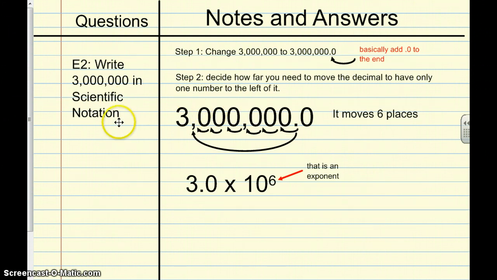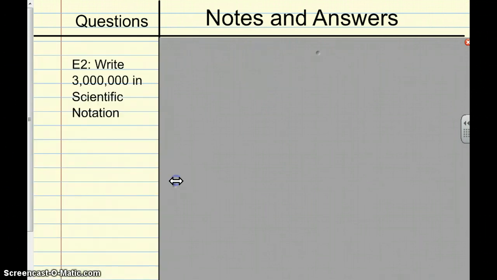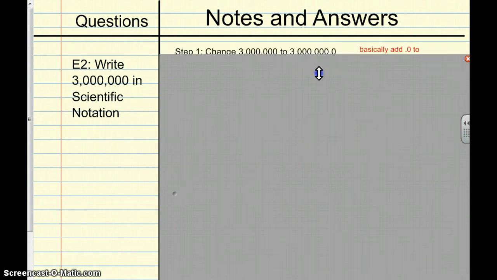Next, this one's a little more complicated. I probably should have put a screen on here maybe. Oops. Should have done that ahead of time. Sorry. Write 3 million in scientific notation. Maybe you already know how to do that. So if you want to pause and give that a shot, go for it. And in 3, 2, 1, I will show you the steps.